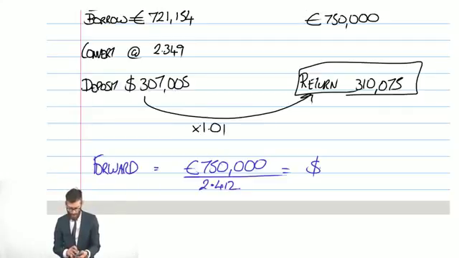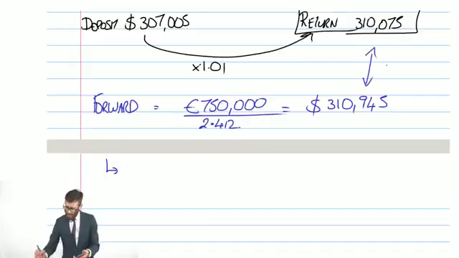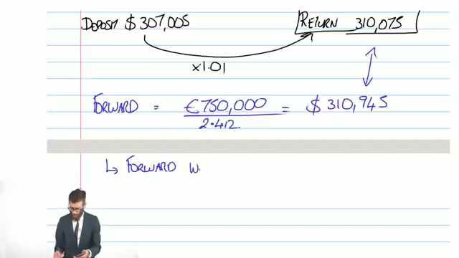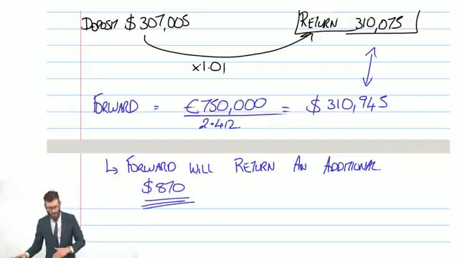750 divided by 2.412, that gives me almost the same figure, except 945. The forward will yield me an additional, the difference between these two, 870. The forward exchange contract yields an additional $870.